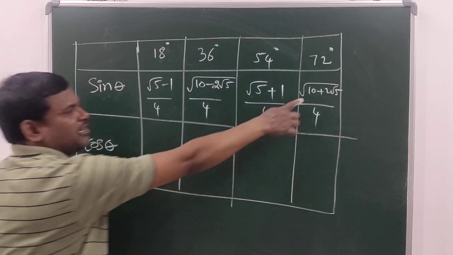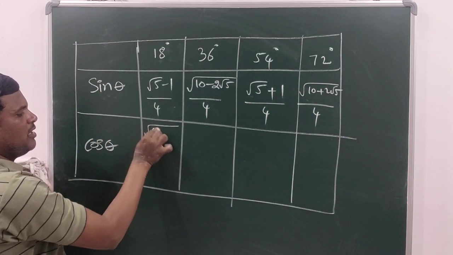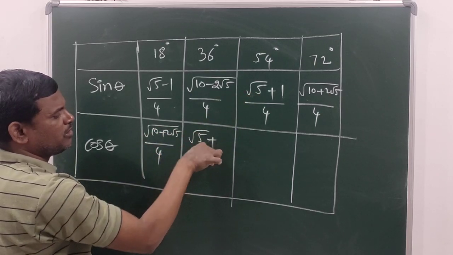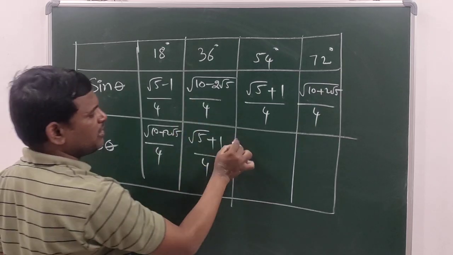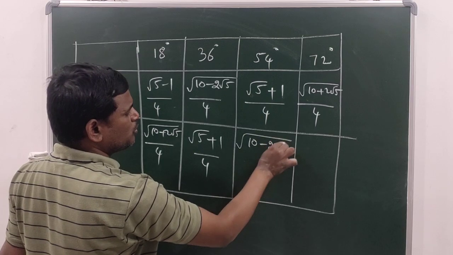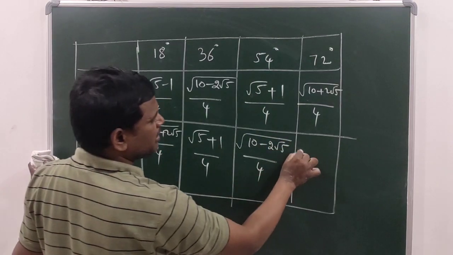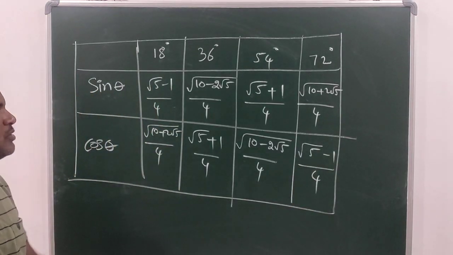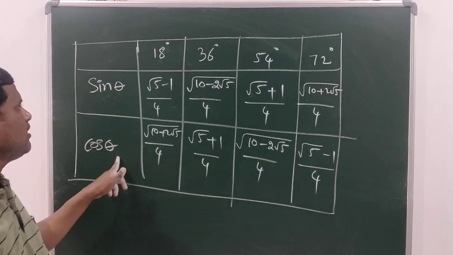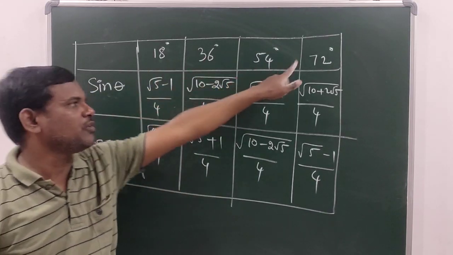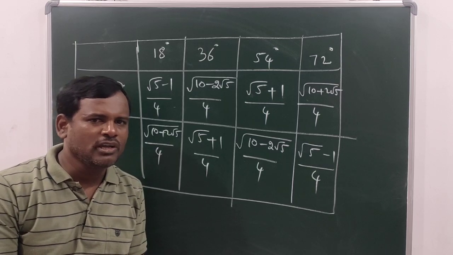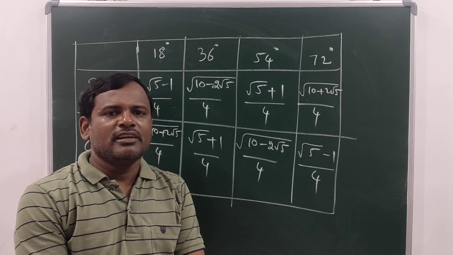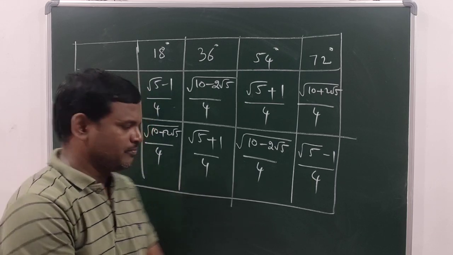Now write this value here, square root of 10 plus 2 root 5 by 4. Now write this value here, root 5 plus 1 by 4. Write this value here, square root of 10 minus 2 root 5 by 4. Now write this value here, root 5 minus 1 by 4. So these are the required values for sine and cos at angles 18, 36, 54 and 72 degrees. Right. Now let us go to define at 15 degrees and 75 degrees.